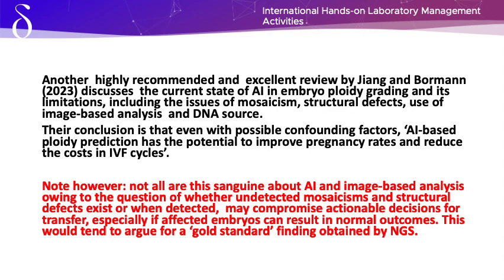And there's another highly recommended and excellent review by Yang and Borman again this year. This discusses the current state of artificial intelligence in the application of embryo ploidy grading and its limitations, including what I described before, the issue of mosaicism, and also the detection of structural defects and the use of image-based analysis and DNA source. So in other words, where is the DNA coming from? Whether you're using it just on next-gen sequencing alone or in combination with image-based analysis or just image-based analysis.